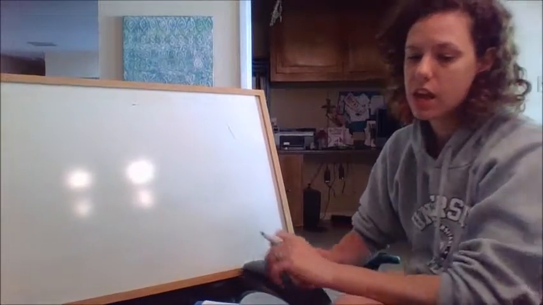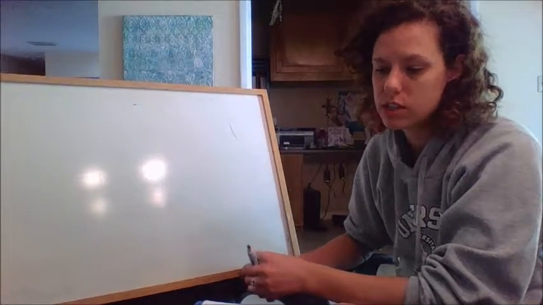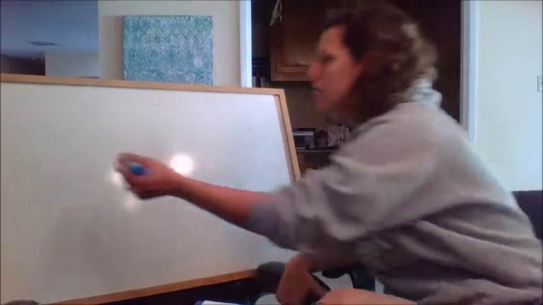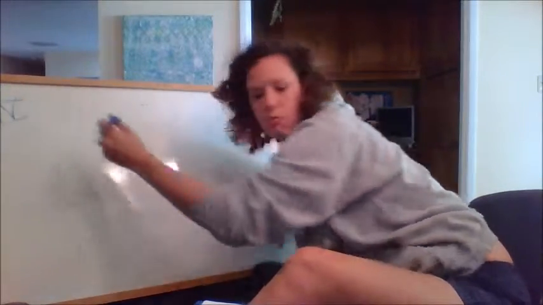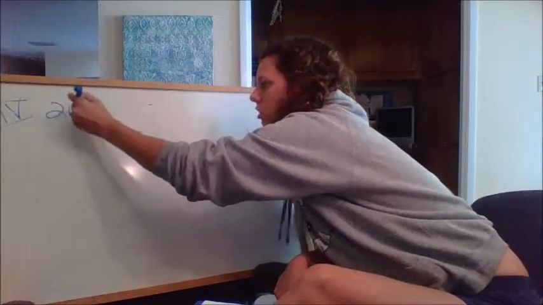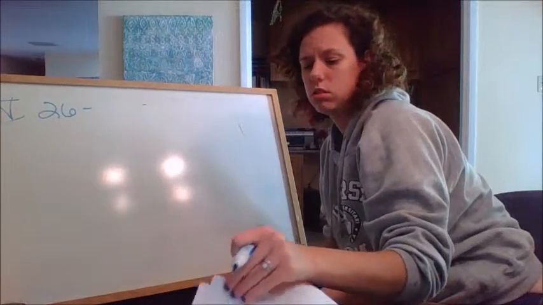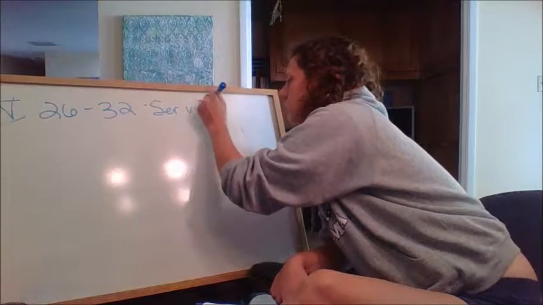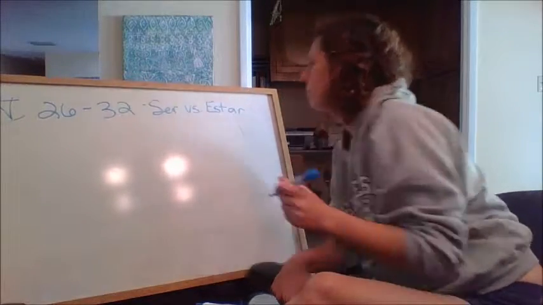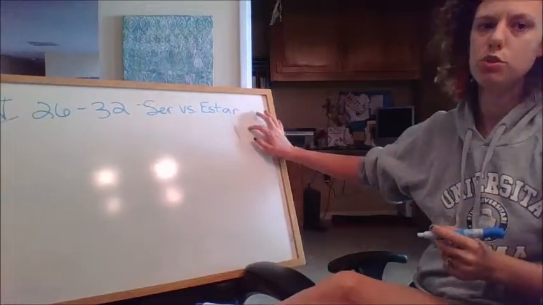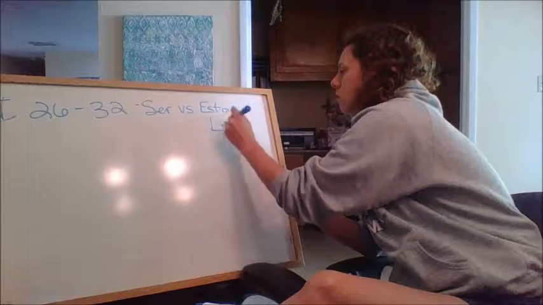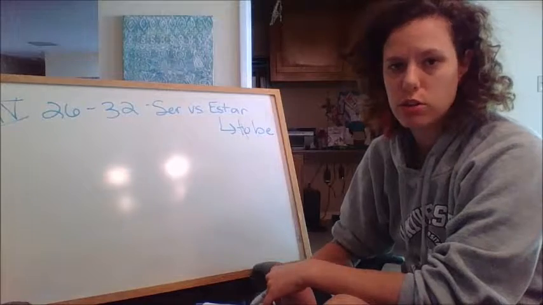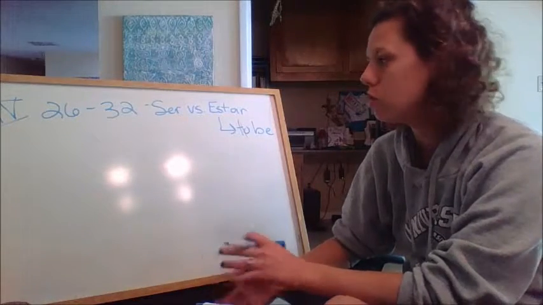Part 4 is fill in the blank with the correct conjugation of ser or estar as the sentence requires. So we have ser versus estar. This is going to be 26 to 32. Okay. Ser versus estar. Both of these verbs mean to be, right? To be. But we cannot just use them however we want to.